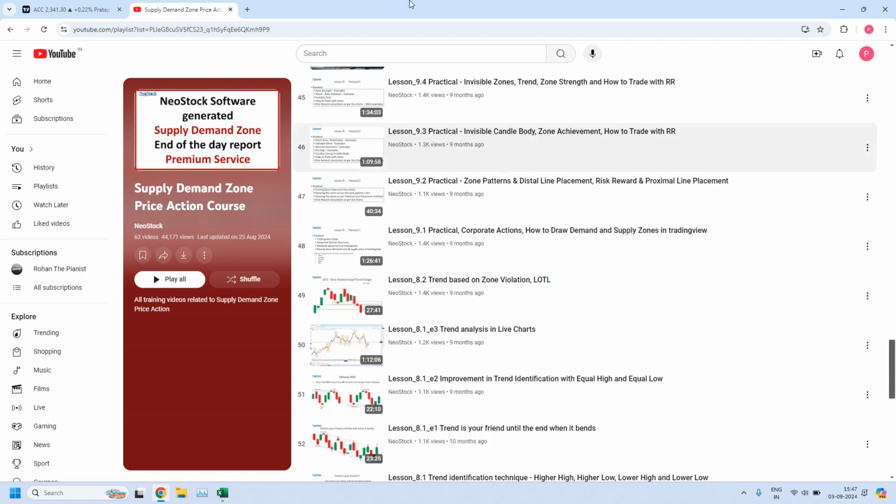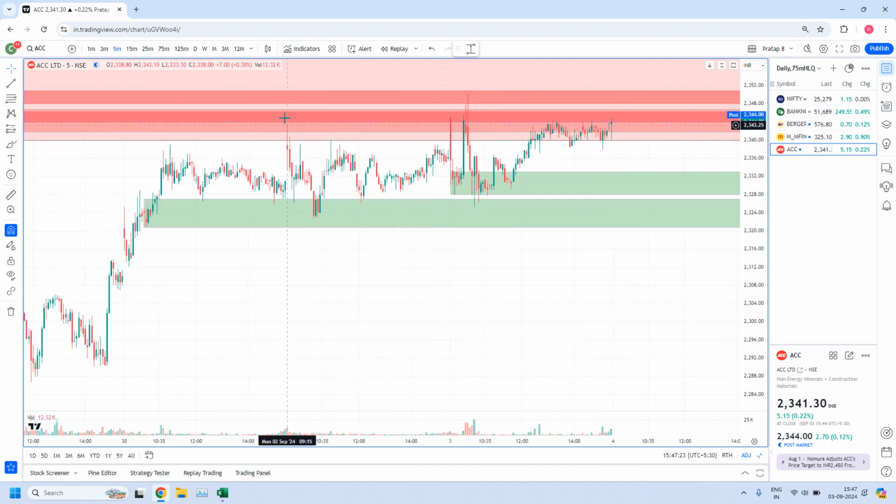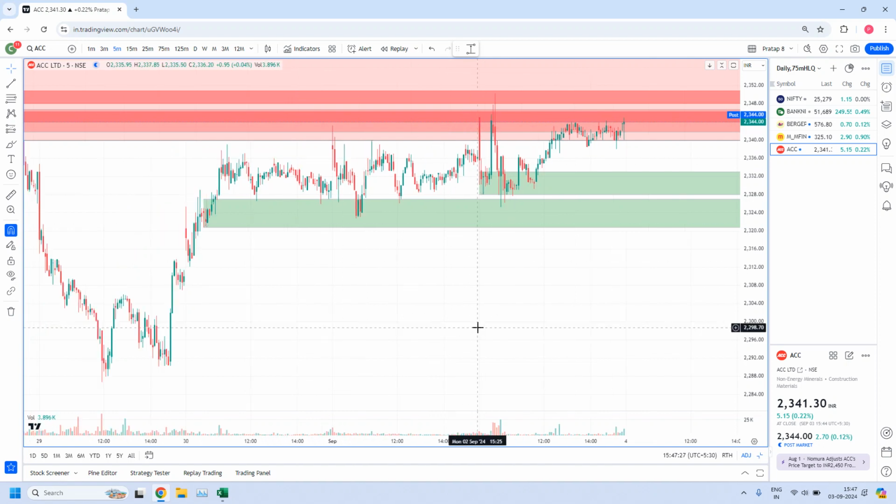Now let's continue with our analysis discussion. Yesterday we identified 3 high liquidity zones, and one of them is ACC. ACC we already discussed yesterday; you can refer to yesterday's high liquidity zone video. There we already got a trade near the zone with some entry buffer.